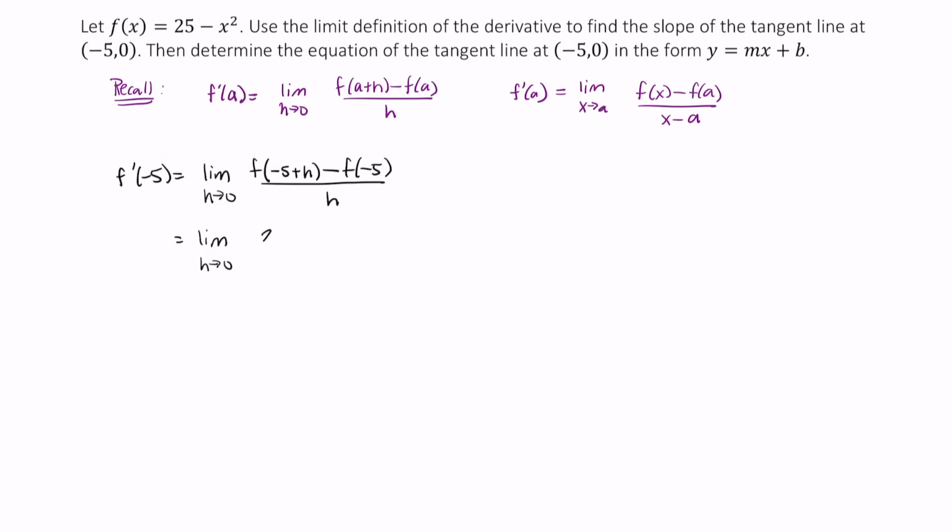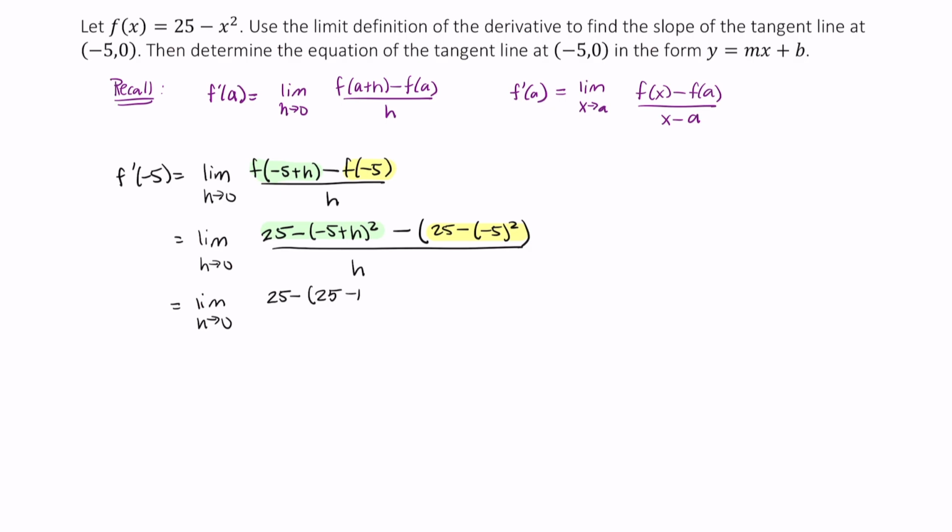So this becomes 25 minus -5 plus h squared. That's for this first one. Minus 25 minus -5 squared. And that is for this one. And now we're going to divide this entire quantity by h. So this is the limit as h approaches 0 of 25 minus 25 minus 10h plus h squared.